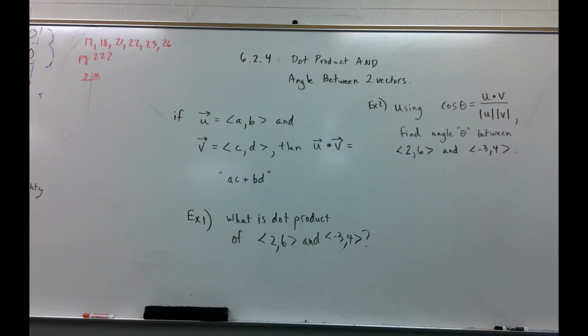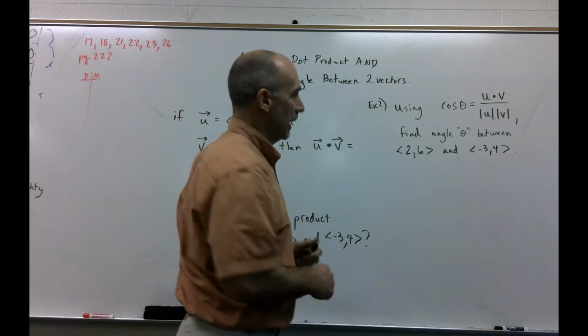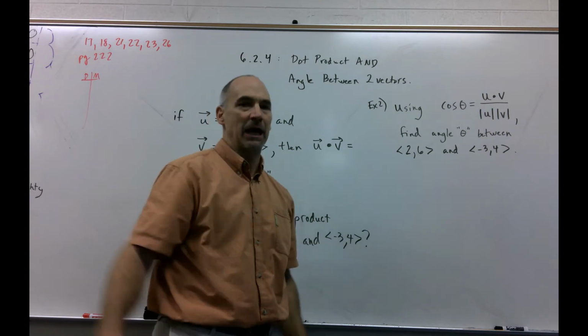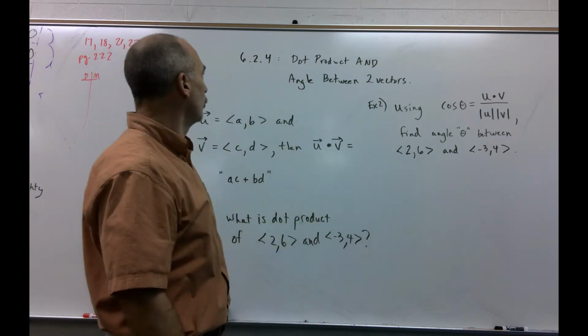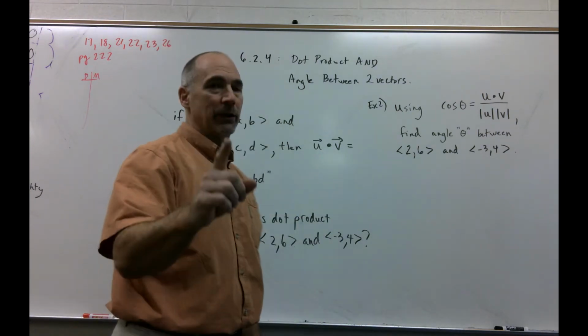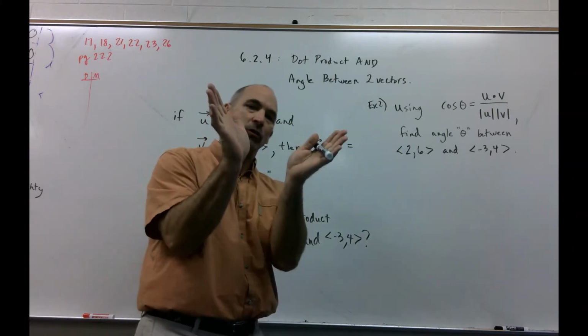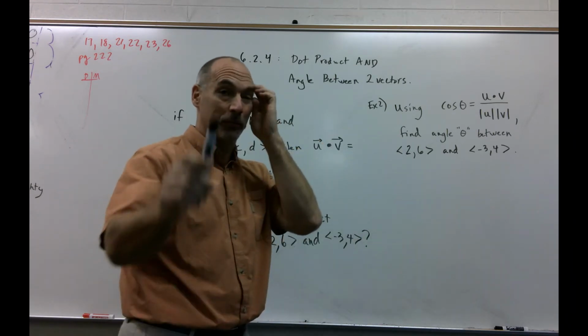Not even sure if we will get to this, but just in case we've got a little bit of time, the final lesson of Pre-Calc A is right here. 624, dot product, and how do you find the angle between any two vectors? So here we go. It starts out pretty simple.